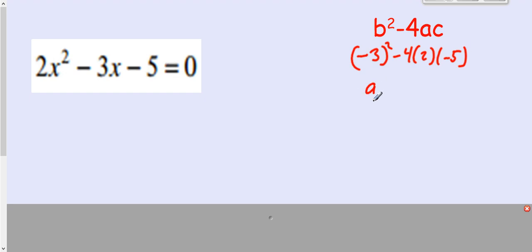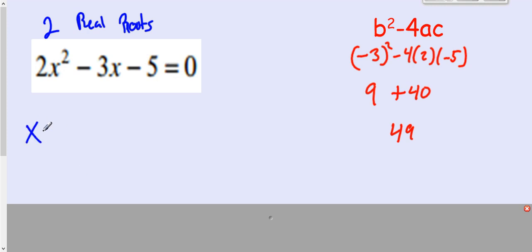So we have b squared, so that's negative 3 squared minus 4 times 2 times negative 5. That gives us 9. Negative 4 and 2 is negative 8. Negative 8 times negative 5 is positive 40. That's 49. We know that this thing is going to have two real roots. And now we can move on to the next part of the equation to find out what the two real roots are.